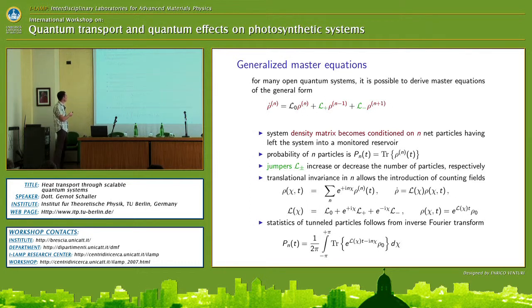So L plus, for example, is a superoperator that accounts for jumps of electrons from the system into the reservoir, and L minus describes the opposite process. Here, because we are at finite bias, right? If you're interested now in the probability, if you don't care about the system state, just in the probability of having n particles left the system, then you simply trace out the solution of this equation. I mean, this is an infinitely large set, but formally you would simply trace that out, and that gives you the probability.